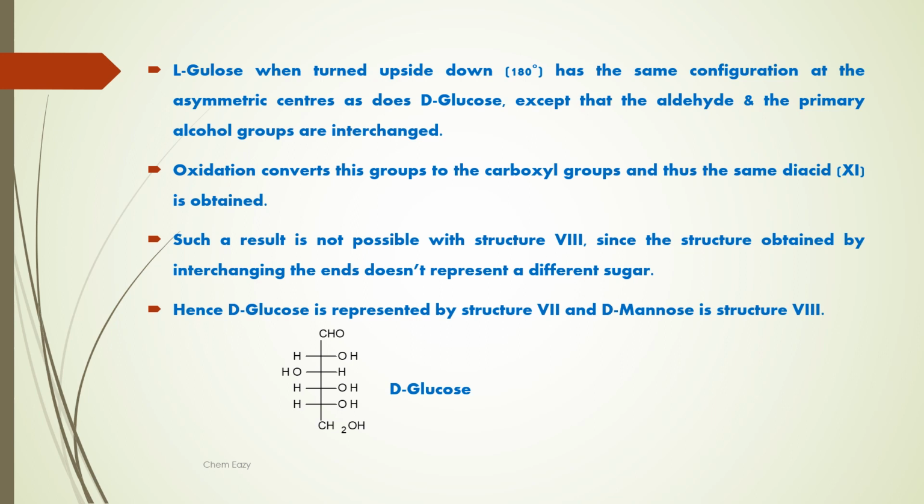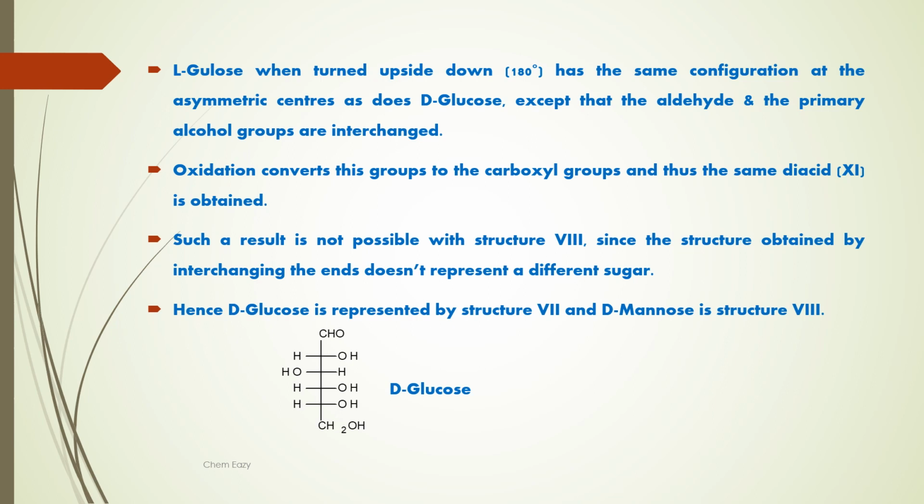Such a result is not possible with structure 8, since the structure obtained by interchanging the ends does not represent a different sugar. Hence, D-glucose is represented by structure 7 and structure 8 is D-mannose.